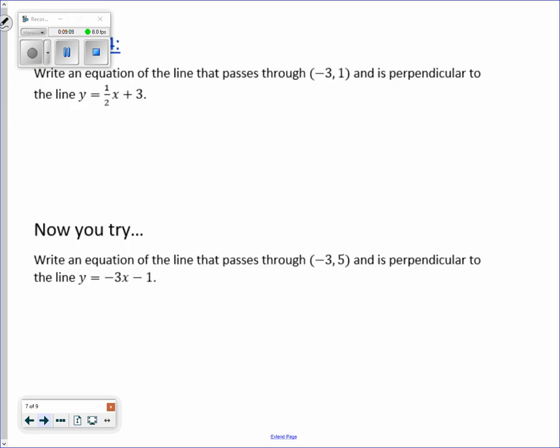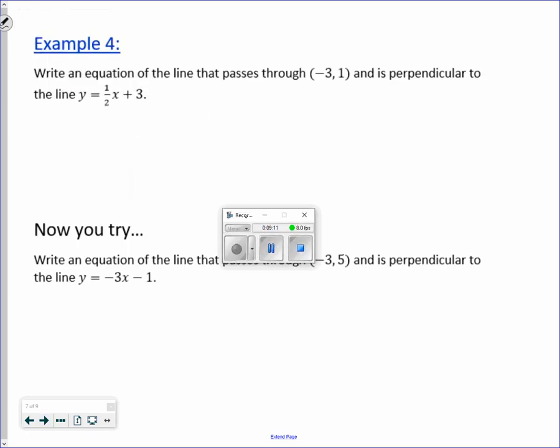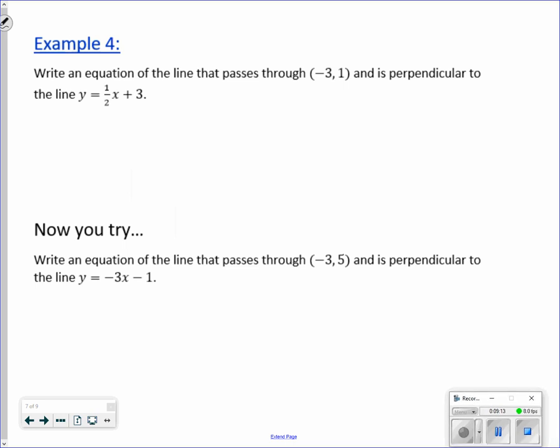So this is the big question of the day, and this is the one that's going to be on a test. This is the one that's going to be on the quiz. It says, write the equation of the line that passes through (-3, 1) and is perpendicular to y equals 1/2 x plus 3. So what is the slope of the line they give you? It's positive 1/2. And here's where things are a little different.